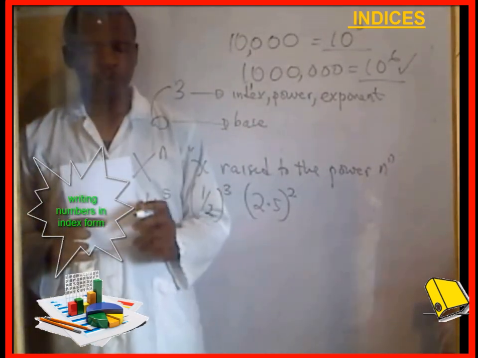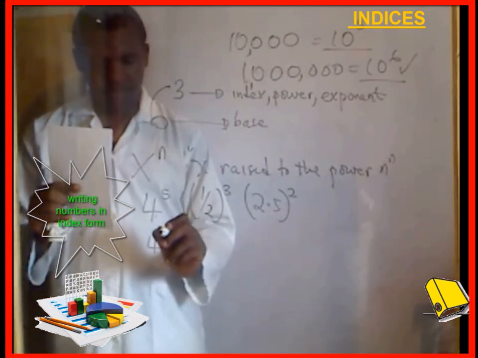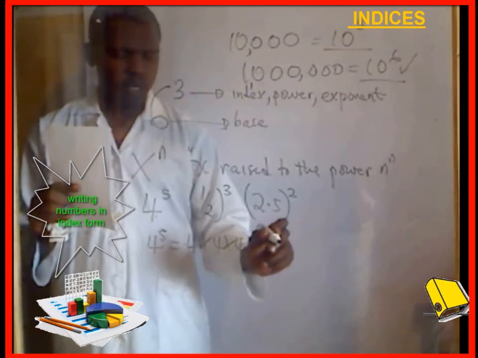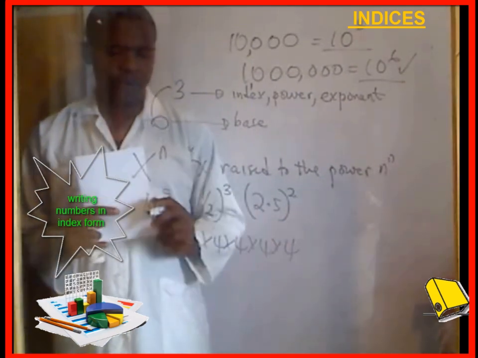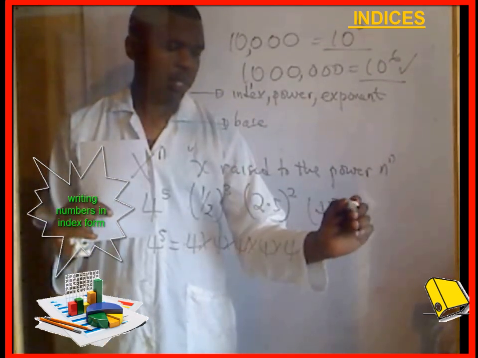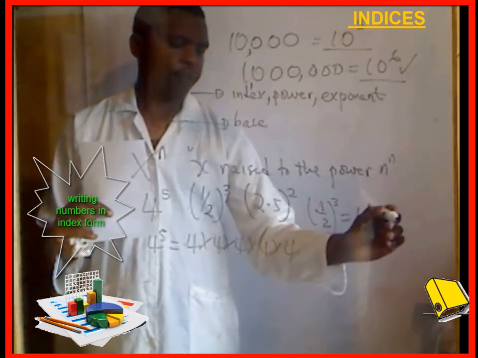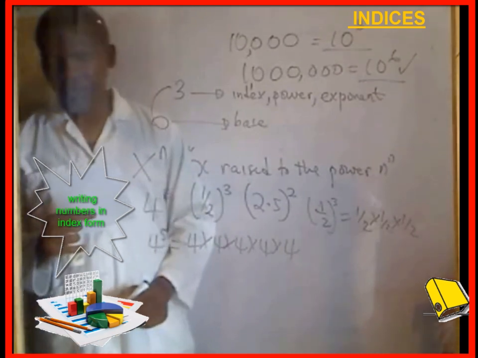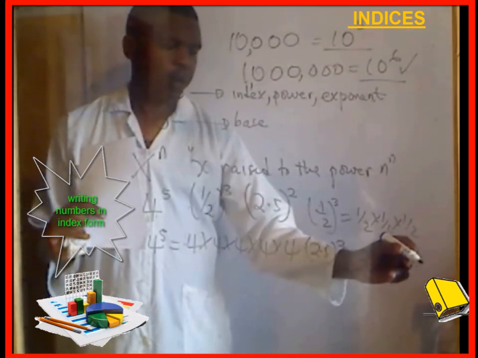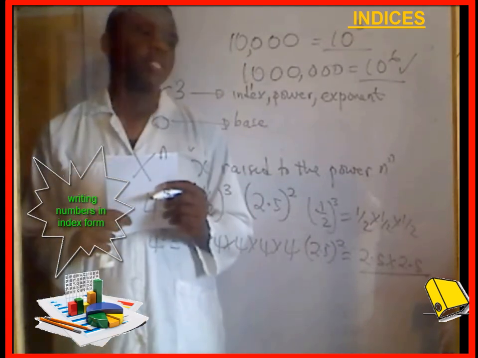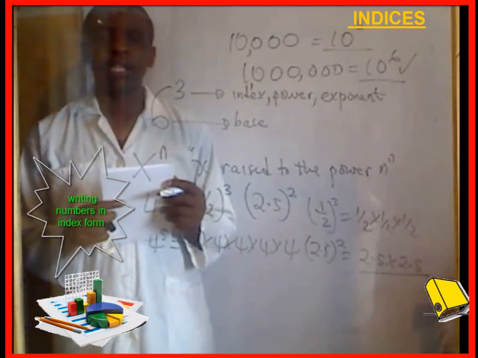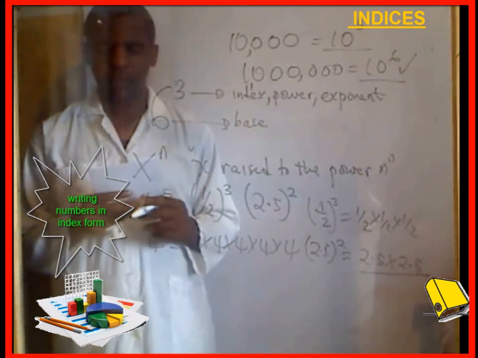What does 4 raised to the 5 mean? This means 4 times 4 times 4 times 4 times 4. This is 4 multiplied by itself 5 times. Half raised to the power 3 will be half times half times half. 2.5 raised to the power 2 will be 2.5 times 2.5. So, one take-home message here is that indices help us to write down numbers that are very large or very small, so as to economize space and time.